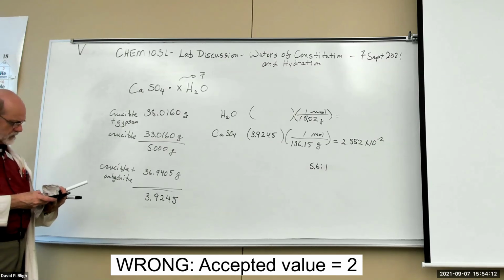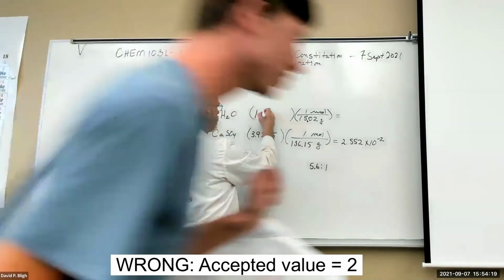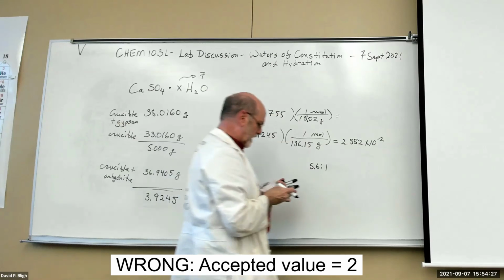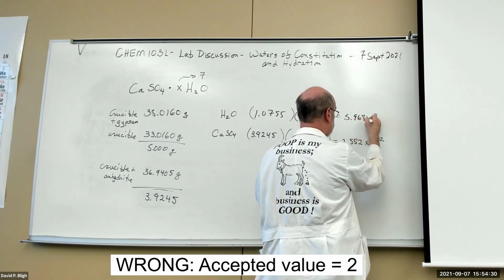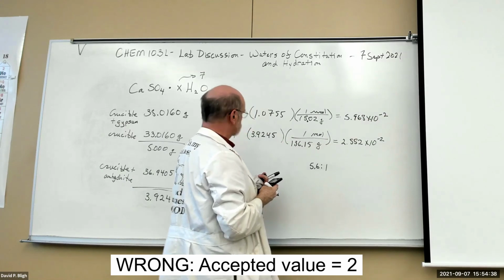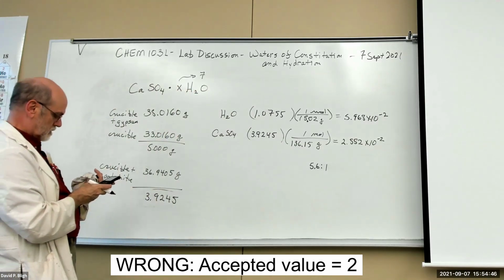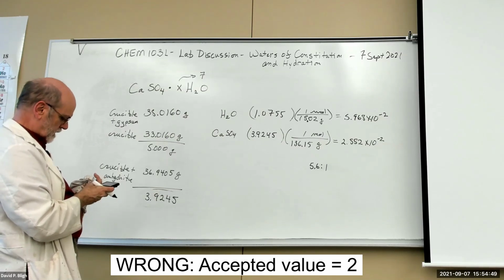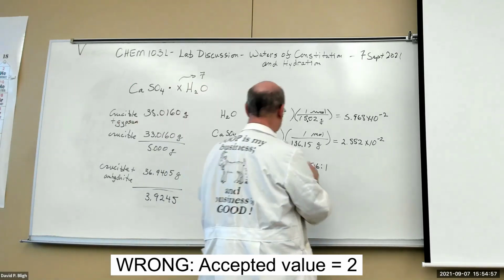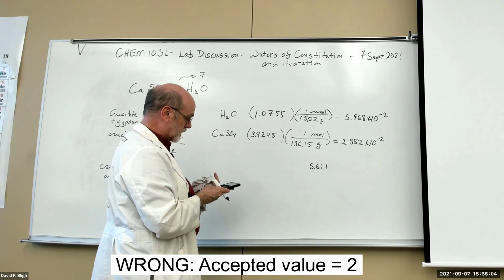1.0755. Thank you very much. 5 divided by 18.02 is 5.968 times 10 to the minus 2. That's not right. Hold on a second. Oh, 1.02. Yeah, that's right. Did I do this one right? 3.9245 divided by 136.15.